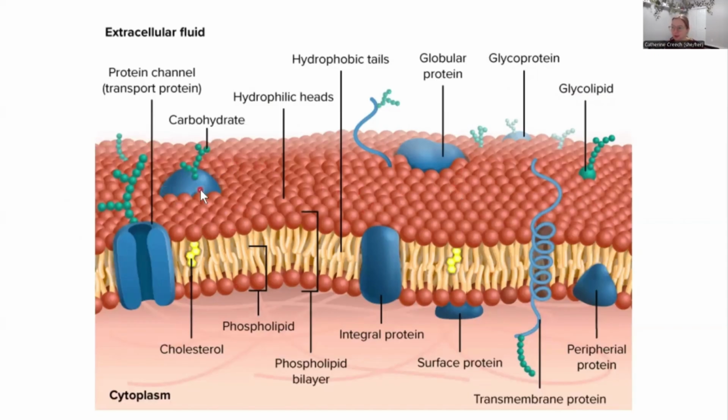All of these components, though, are moving and jiggling and floating. Like this carbohydrate here might move and bounce into this protein channel, or might move over here and bounce into that transmembrane protein. So everything is dynamic and changing positions. Think of it as having the same consistency as a wax ball in a lava lamp. So it's very flowy.